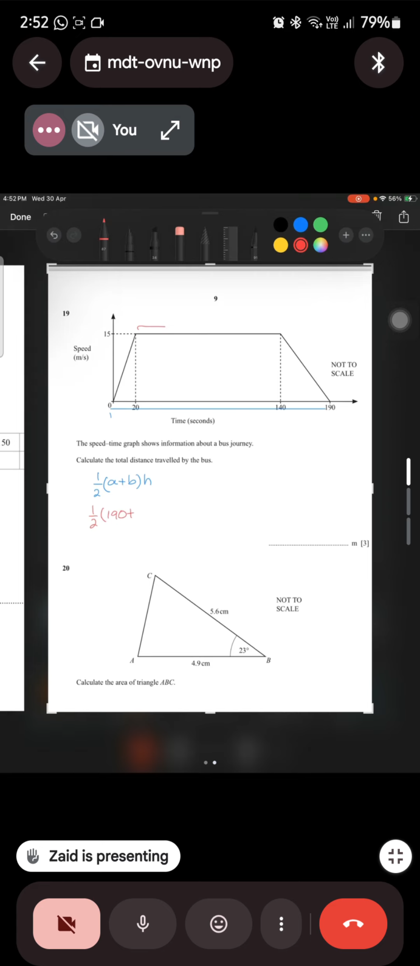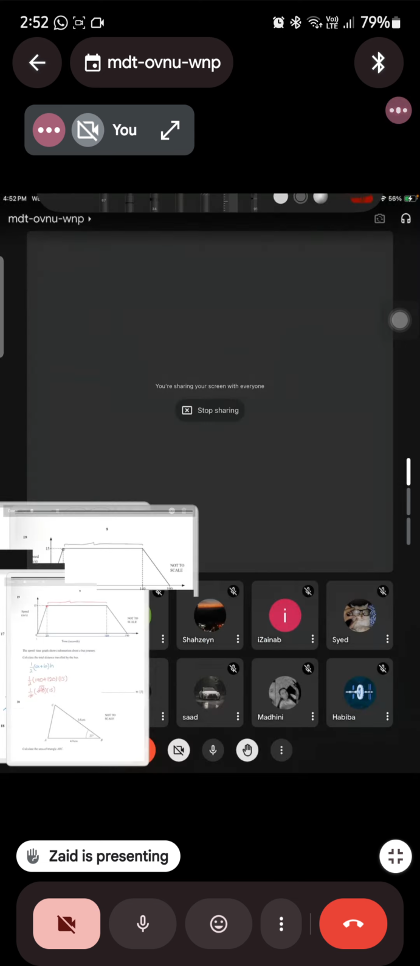So half of 190 plus this is the gap. Okay, so it's 120. From 140 to 20, the gap is 120. The height is 50. So you can figure out. Okay, so half, how much are we getting? 310. Okay, so it's 155 times 50. Okay, you figure out.